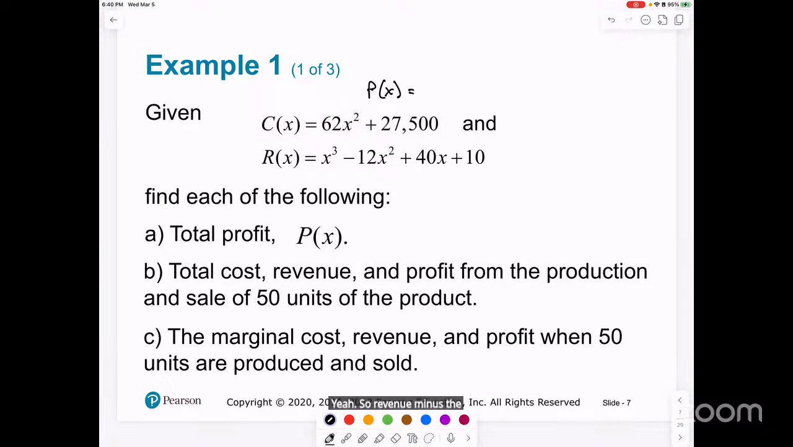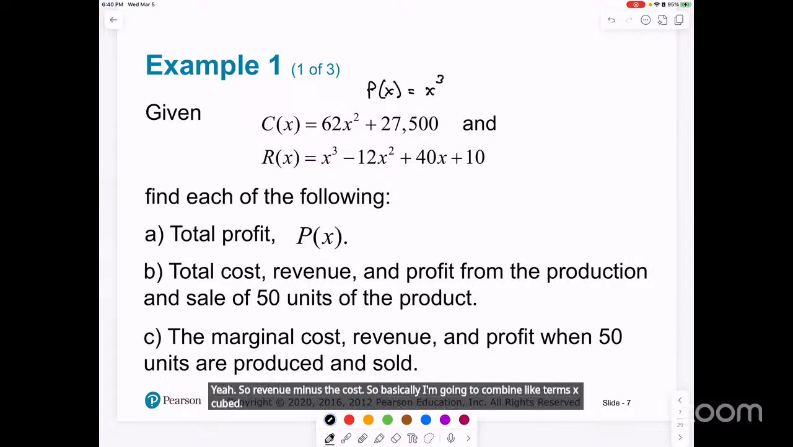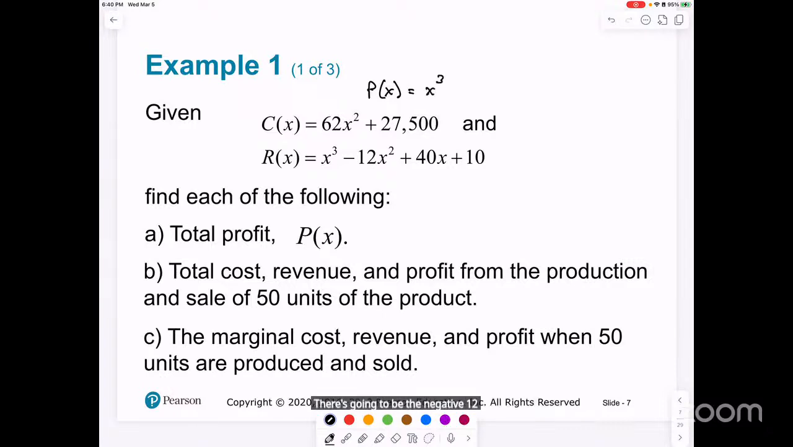Basically, I'm going to combine like terms. x cubed, then negative 12x minus 62 gives us 74, so minus 74x squared. Revenue, so then 40x, and 10 minus 27,500 is negative 27,490.